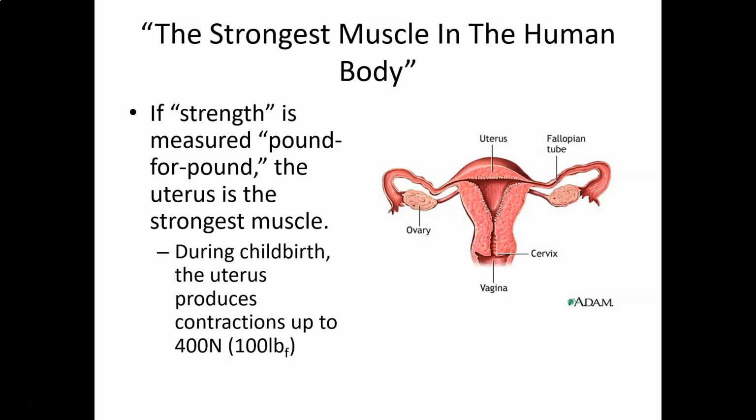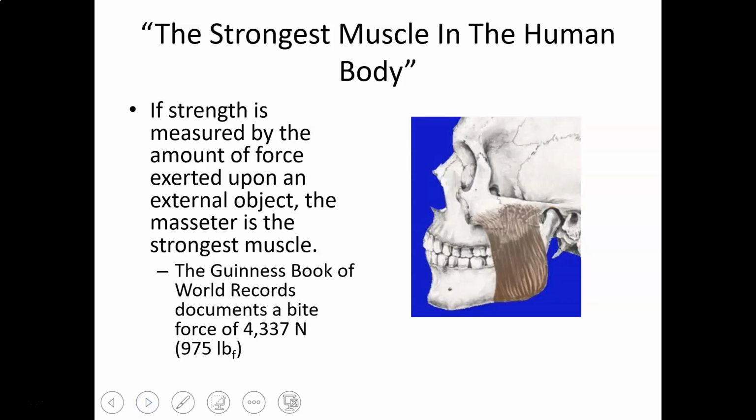But some muscles are bigger and some are smaller. We measure strength by the amount of force that's exerted on an object. The masseter is capable of exerting a lot of force. This has nothing at all to do with the muscle and everything to do with the mechanical advantage of the jaw.